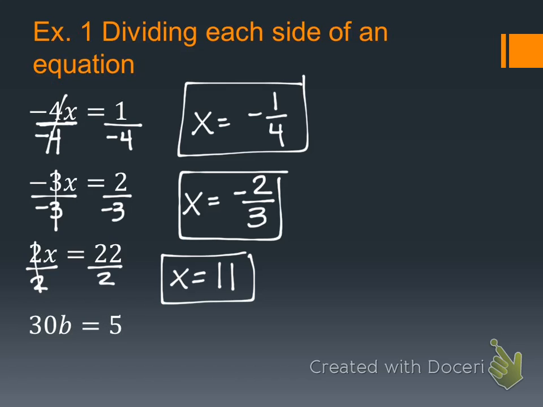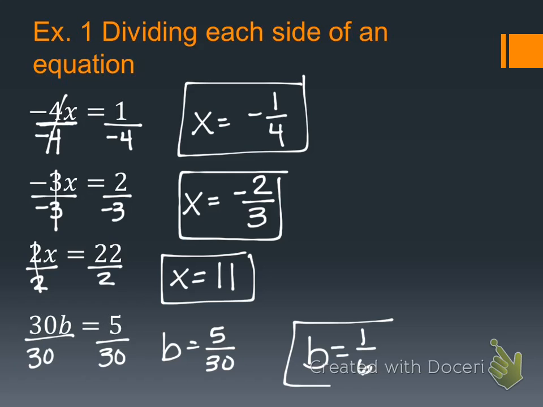Okay? And lastly, Rashid, what would I divide by here? Divide by 30. Now look at this. I would get b is equal to 5 over 30. Is that an acceptable answer? No. I've got to reduce that fraction. What is 5 over 30 reduced? 1/6. That is my final answer. Do not give me 5 over 30. It will not be right.